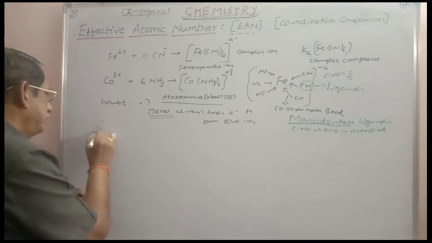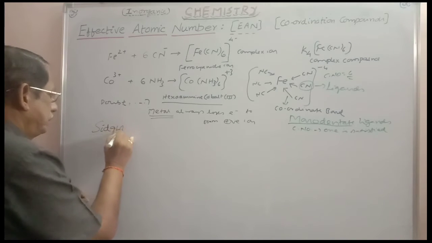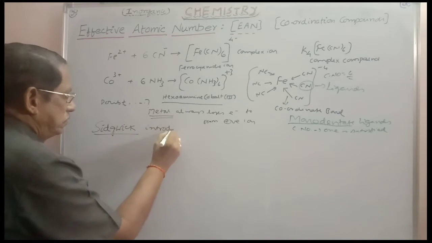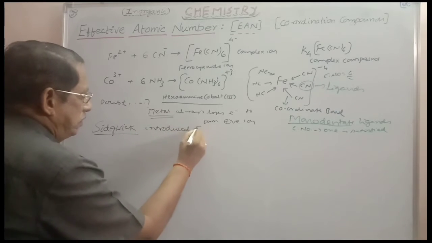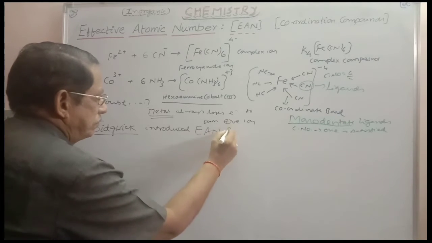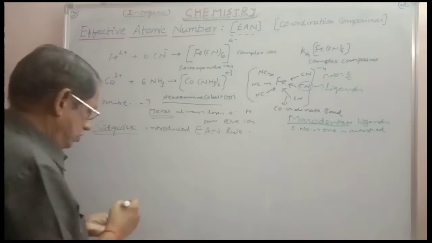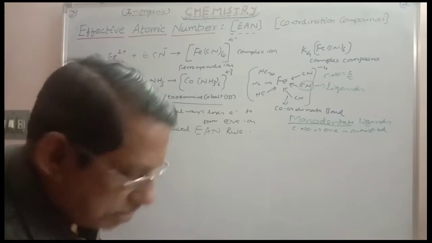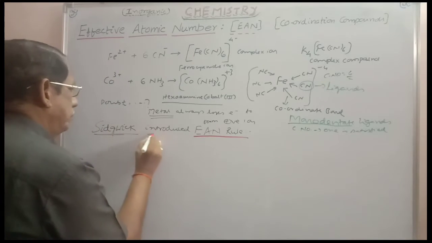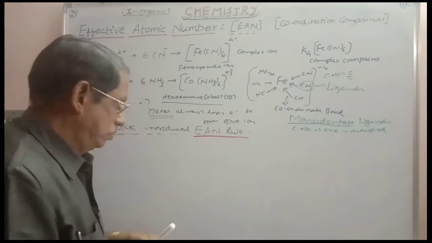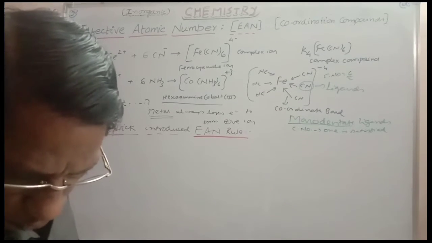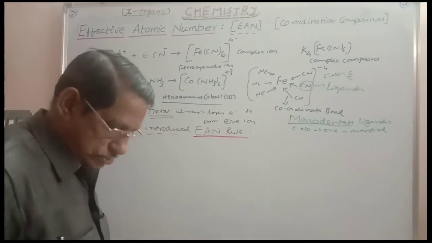Sidgwick introduced the EAN rule. Sidgwick introduced the EAN rule, the effective atomic number rule. What is that rule here?